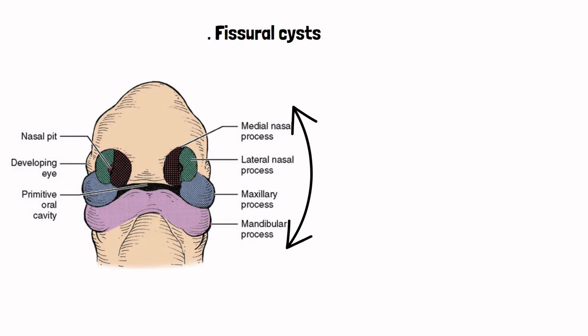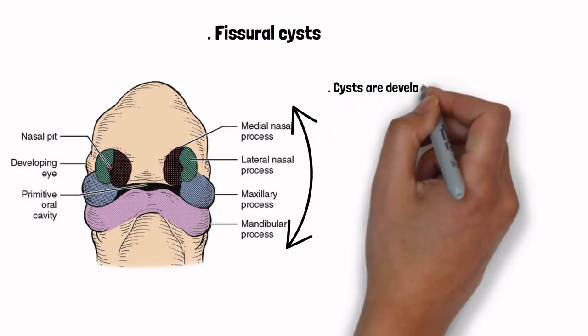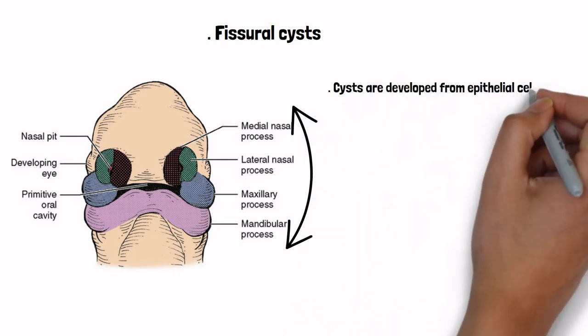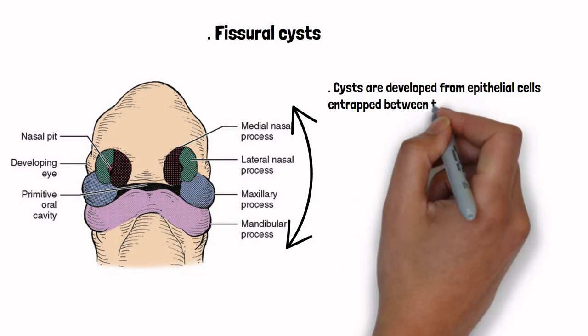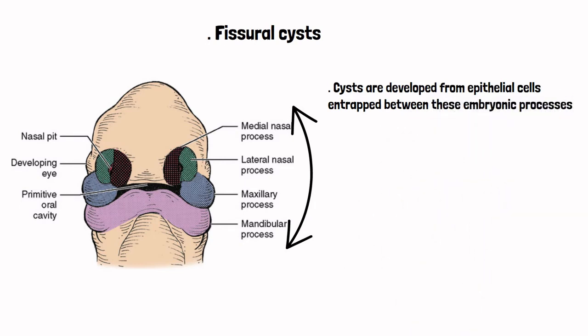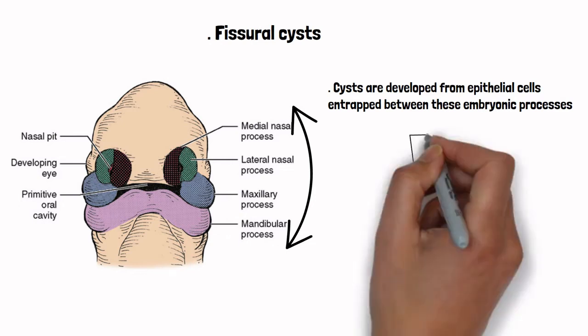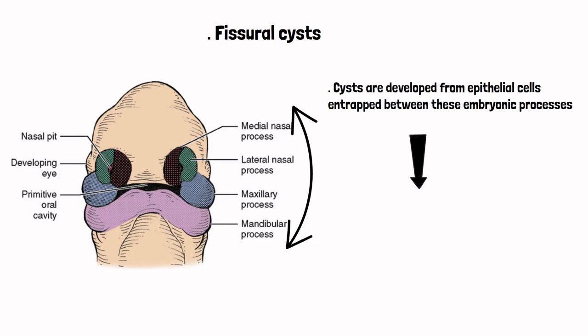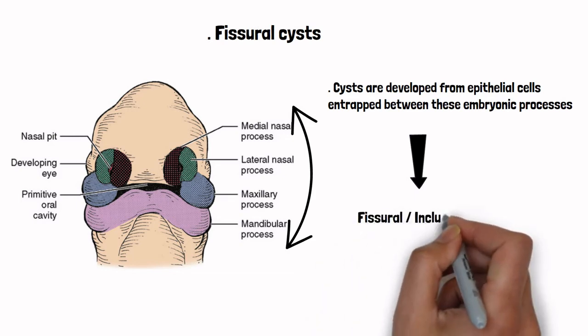So these fissural cysts, these are the cysts which are derived from epithelial cells which are entrapped between the embryonic processes of bone at union lines. So because these cysts are developed from these fissures, these are also called as fissural cysts and are also called as inclusion cysts.